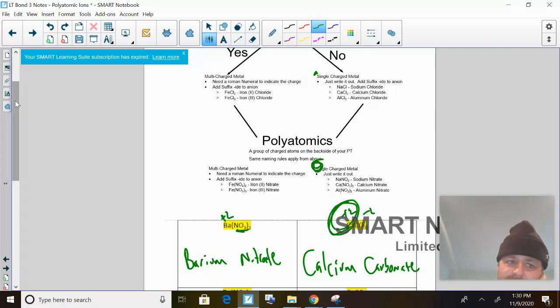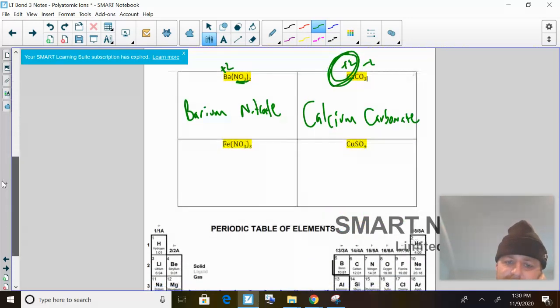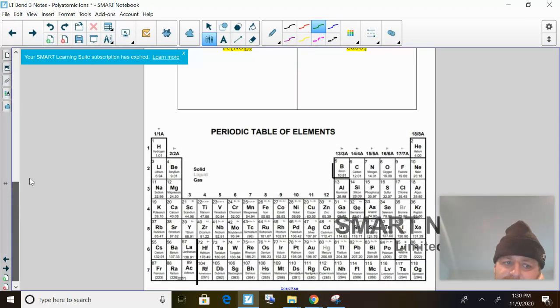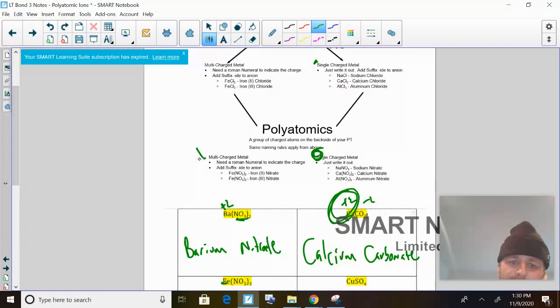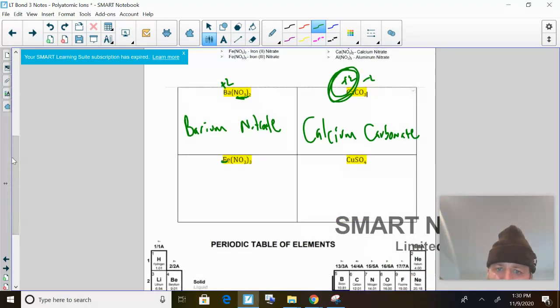All right, now this is going to get a little tougher when we get to what we call multi-charged metals. So now, can iron have more than one charge? Well, let's find out. Iron is a +2 or +3. So what that tells me is that we are in the multi-charged section. So now I need a Roman numeral to indicate the charge. Well, how do I know? Well, you use the formula, and the best way to do it is to crisscross up.